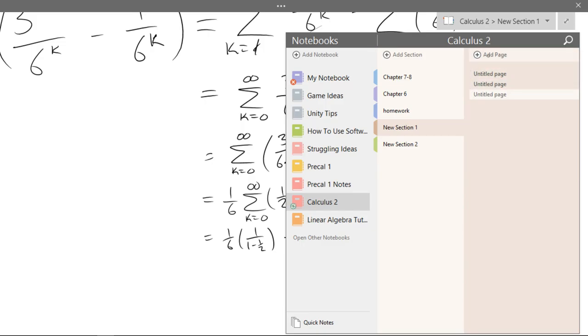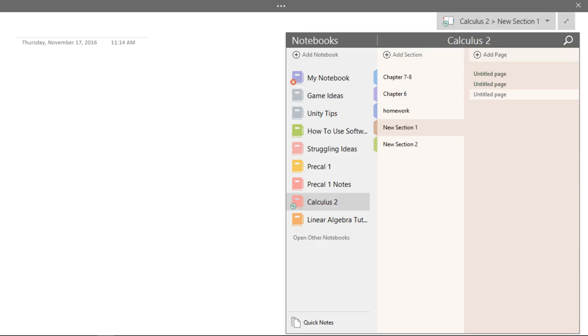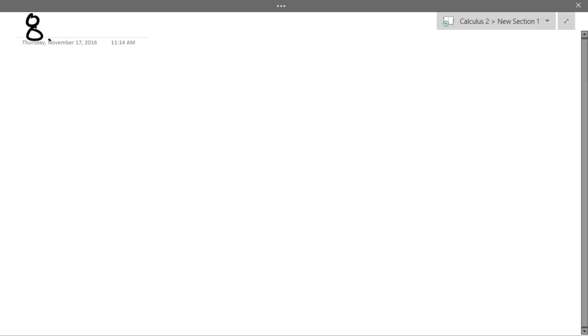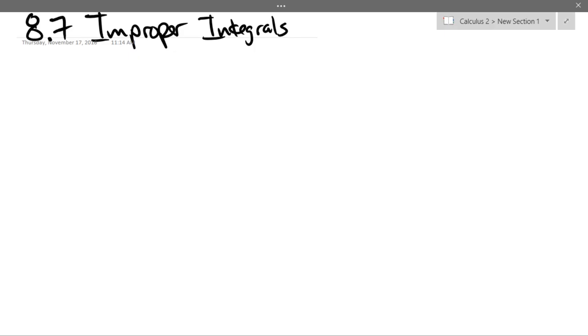So we're going to take a trip back to integrals and finish off chapter 8. So 8.7 is improper integrals. So what are improper integrals? There are two types of improper integrals.